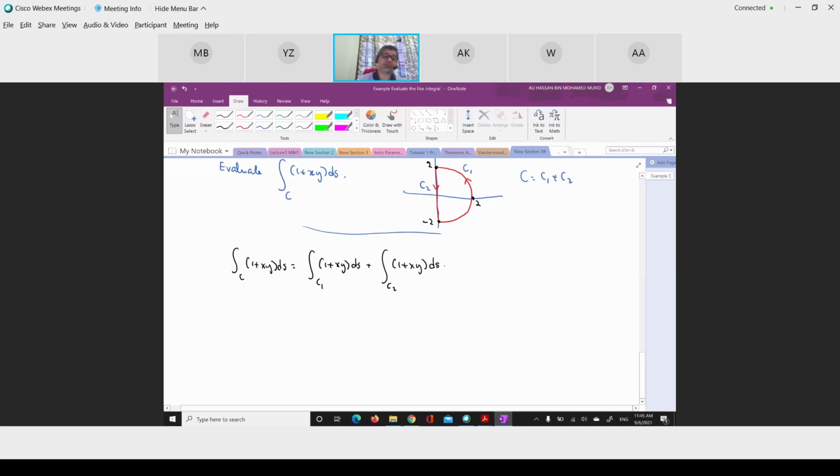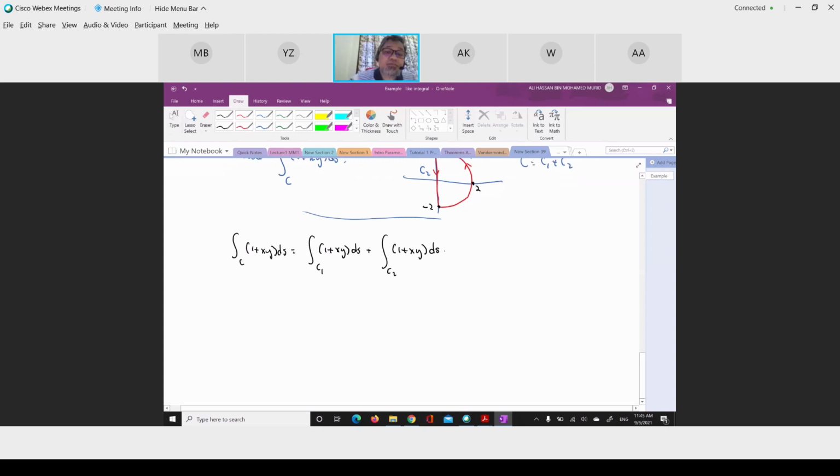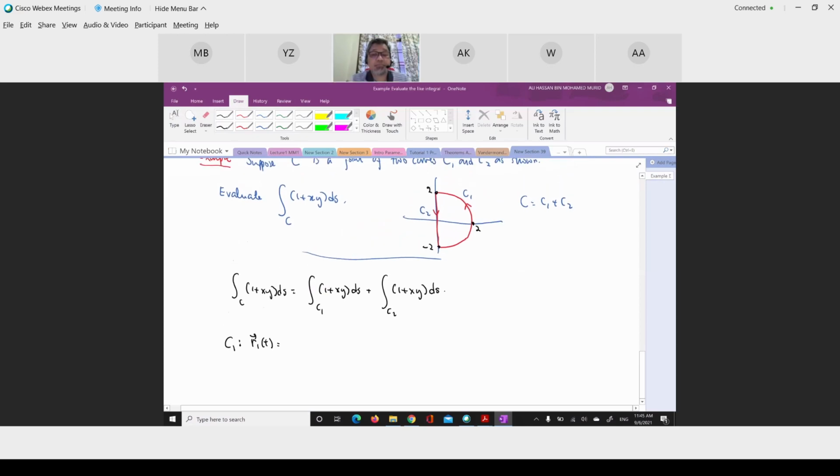Evaluate C1. But you need to know the parametrization of C1. Suppose it is equal to r1(t). It is a circle, right? Recall that for a circle, we have a parametrization. So we have here x1(t) i plus y1(t) j. The parametrization has that form because this is a two-dimensional curve, so there is no vector k here.